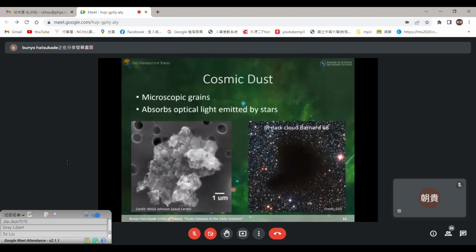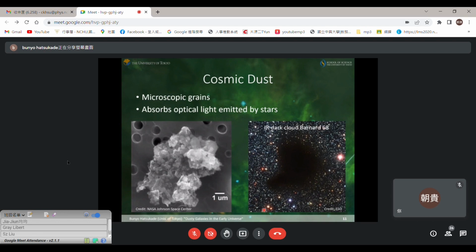Cosmic dust consists of very small, microscopic grains, with a size on the scale of about 1 micrometer. This is a very tiny object, but there is plenty of cosmic dust in the universe, so it plays an important role. It absorbs optical light emitted by stars.